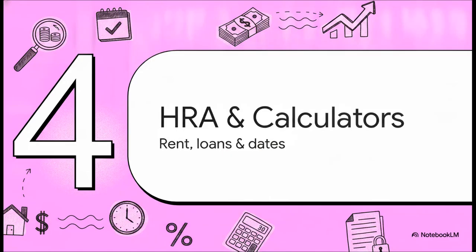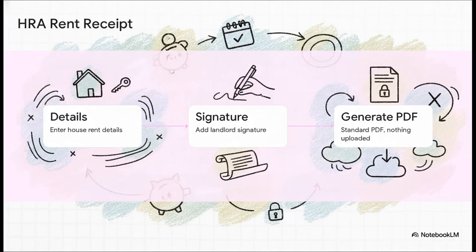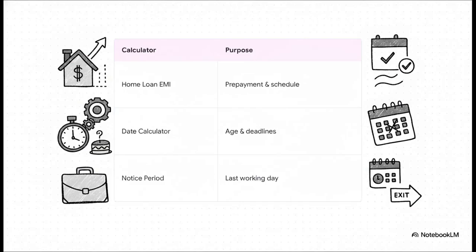Next up, section 4, HRA receipts and calculators. When tax season rolls around, especially if you need house rent allowance documentation, this is a massive time saver. You can effortlessly plug in your rent details, digitally add your landlord's signature, and instantly generate a perfectly standard HRA PDF receipt. And because of that in-browser processing we talked about earlier, your personal housing data and financial info stay totally offline and secure.